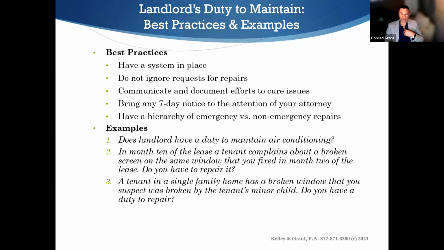A tenant in a single family home has a broken window that you suspect was broken by the tenant's minor child. Do you have a duty to repair it? Well, yes. Unless it's waived, unless it's a single family home or a duplex, you have a duty to repair windows. You can figure out a way to charge the tenant later, maybe charge it to their security deposit, send them a bill, whatever you want to do, but you have a duty to fix it unless it's waived in the lease. If it's a single family home or a duplex and you have that language that says the tenant is responsible, then the tenant is responsible.